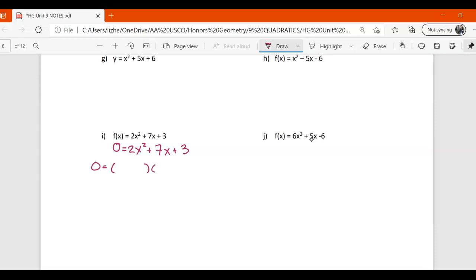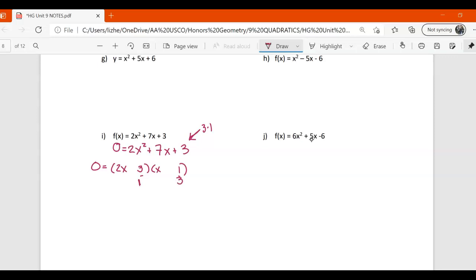So you make your 2 parentheses, 2 numbers that multiply to give me 2x squared. Well, the only options are to have a 2x and an x, and you multiply those together, you'll get your 2x squared. And then the other 2 numbers, here and here, those have to multiply to give me 3. So the only option is 3 times 1. But the question is, am I going to put the 3 here and the 1 there, or am I going to put the 1 here and the 3 there? And you have to figure that one out.